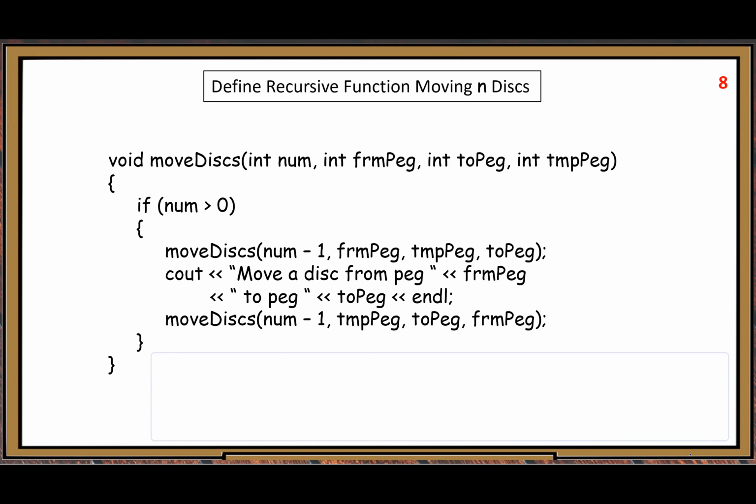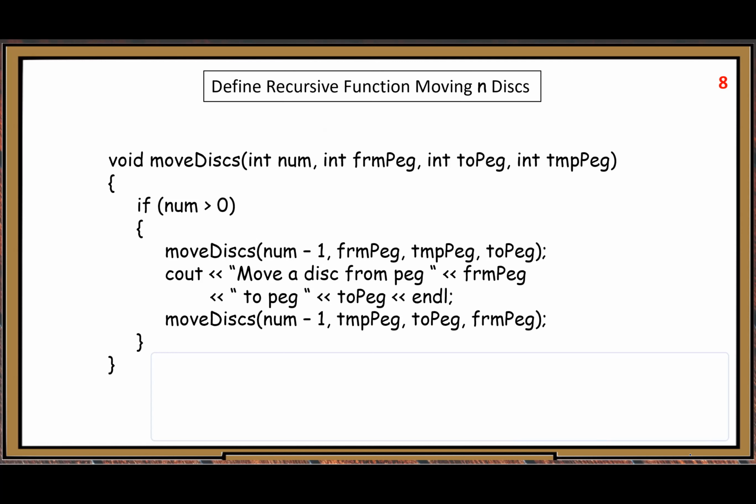Then in your implementation, you call this function recursively. If the number is greater than 0, not empty, so you have some disks, then you can implement the steps recursively. Move n minus 1 disks, but you need to make your peg numbers arrangement carefully here, from peg, temporary peg, to peg. The destination is the third peg. Arrange the positions carefully.